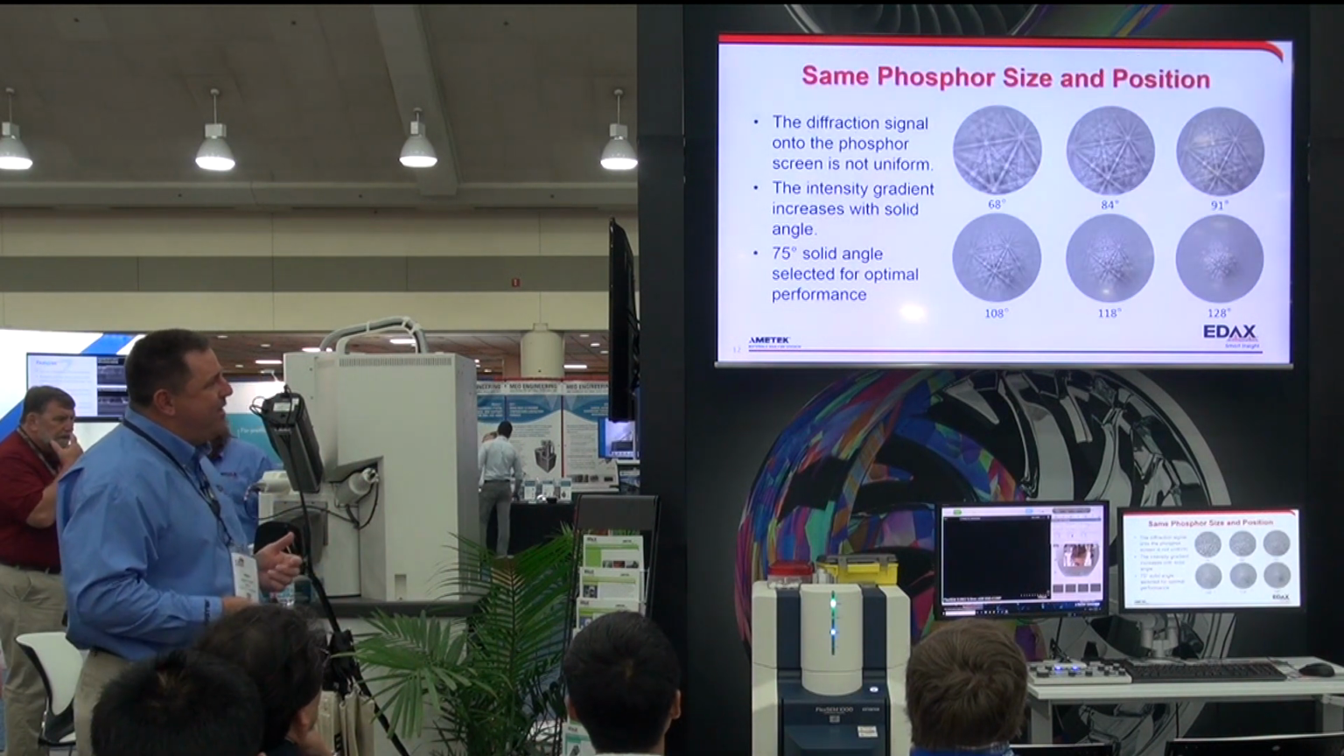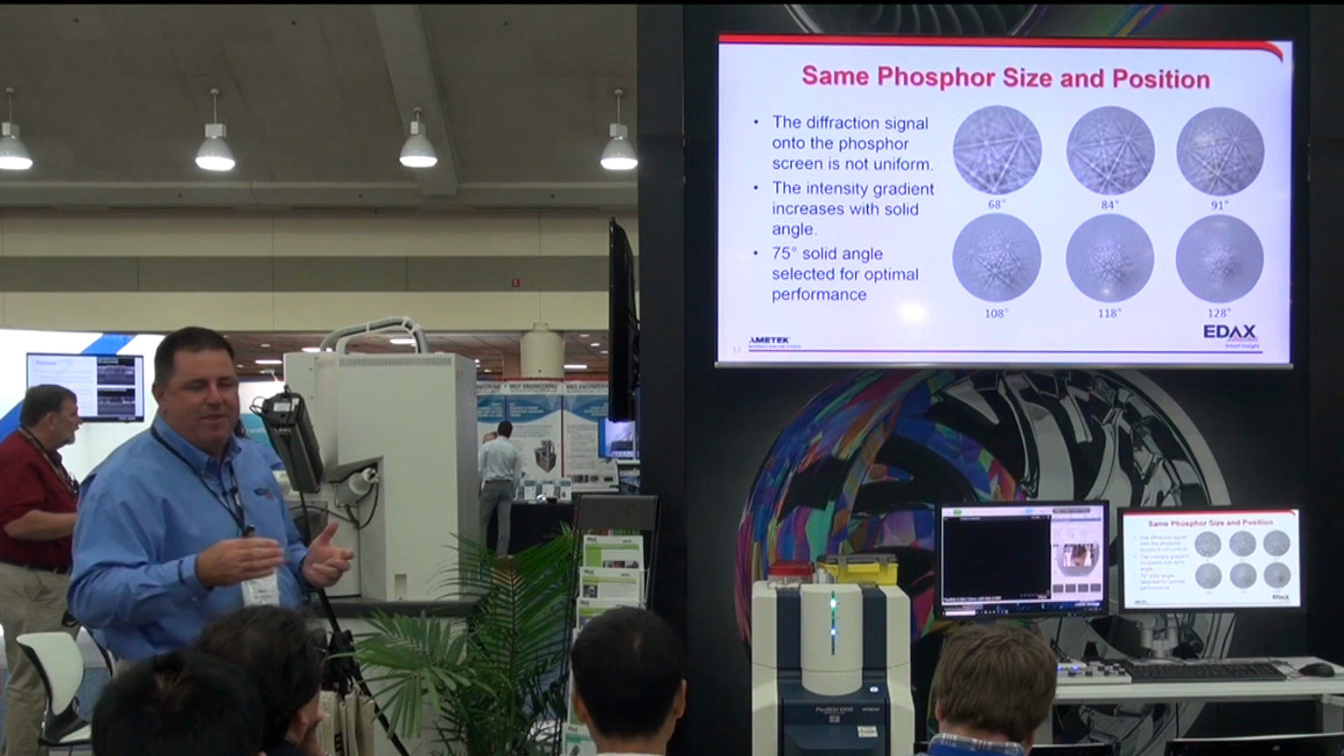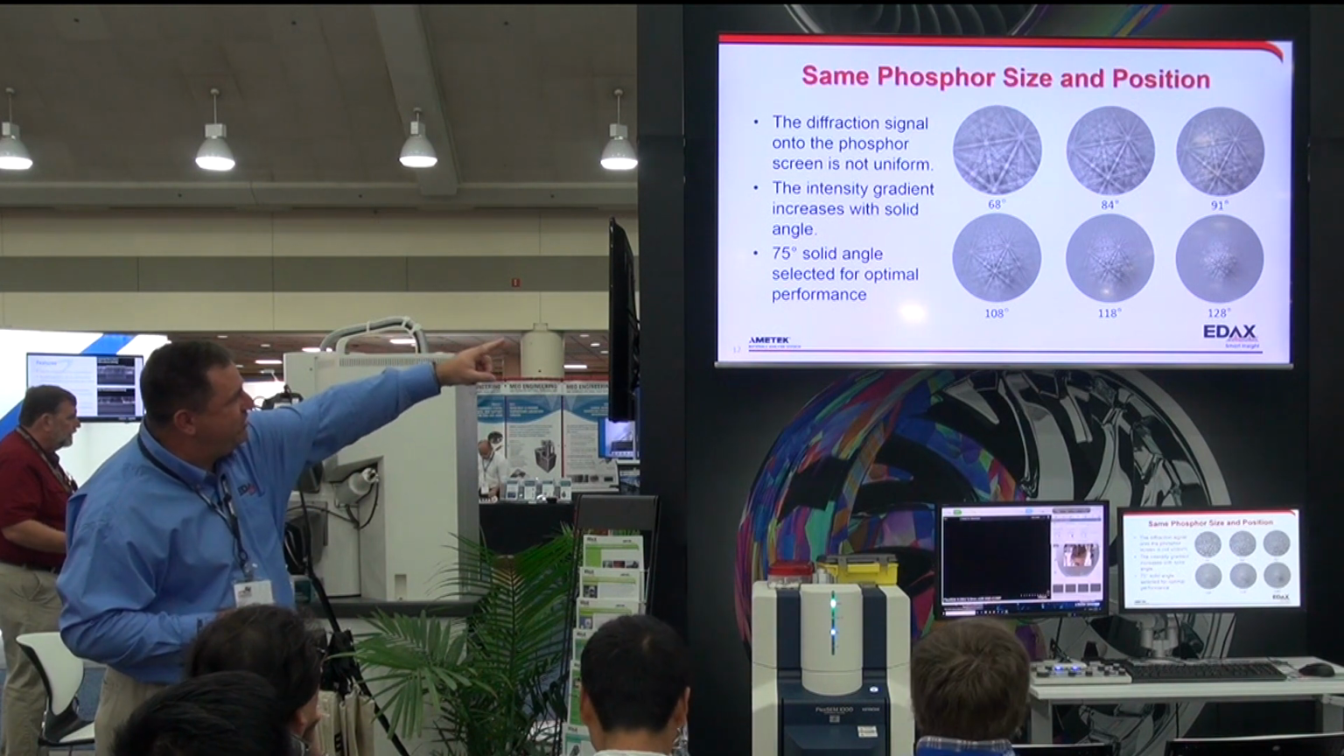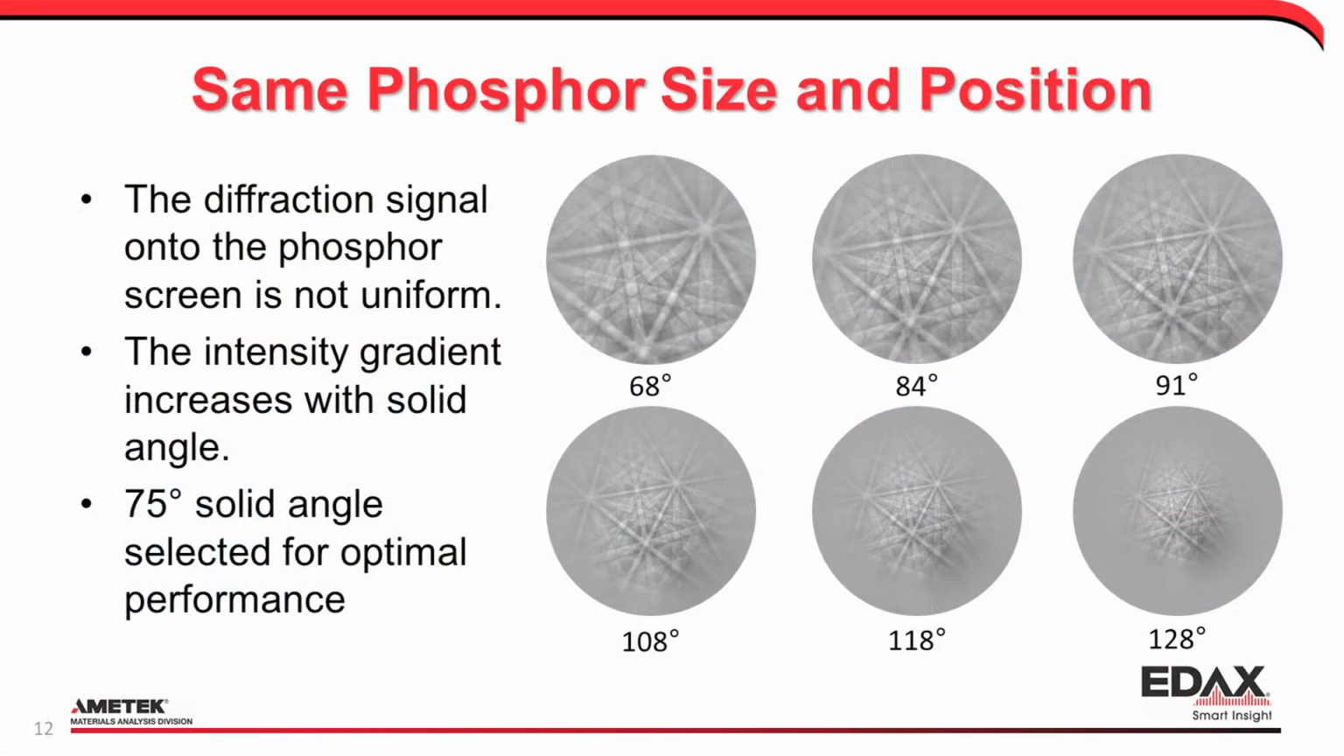The other thing we have to think about is where we position the detector in the microscope. So as we get closer, and I show this with solid angle, we get more intensity at the center and less at the edges. It's a radial signal here. So as we get closer, we get more signal, but we get less signal at the edges. So really it becomes a balancing act to say, how do we do that?